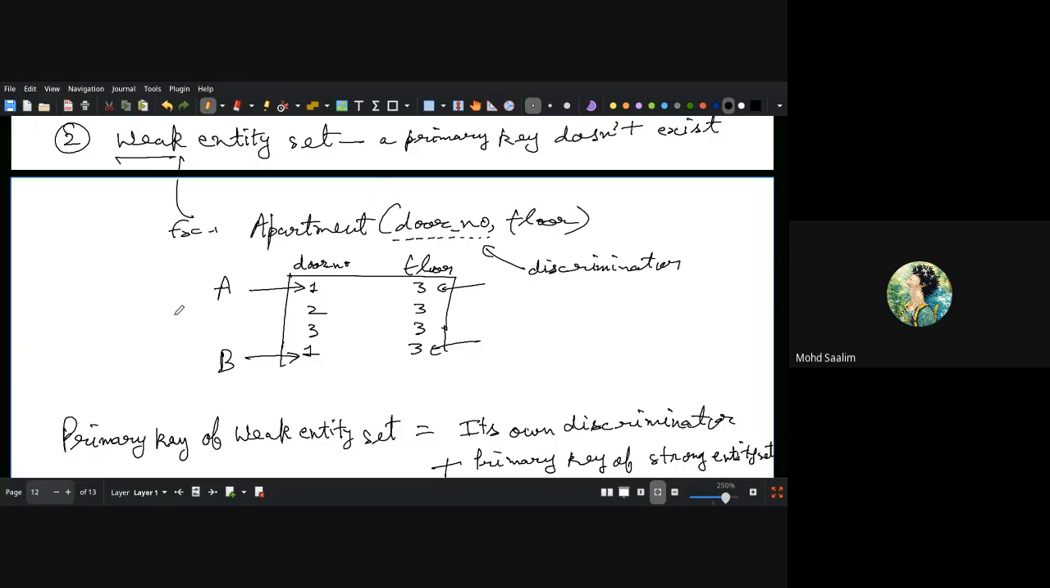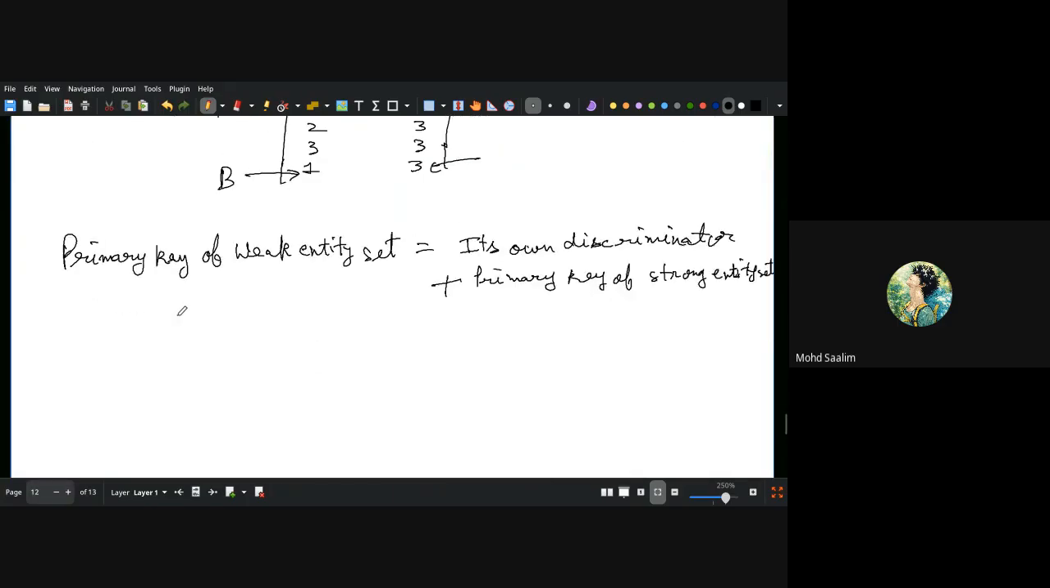But this information is not given to you. This information is stored in a different entity set called building. And this entity set is not weak. This entity set is strong. So you have building number in this, and the building name, and the address of the building. Okay, this entity set is strong.